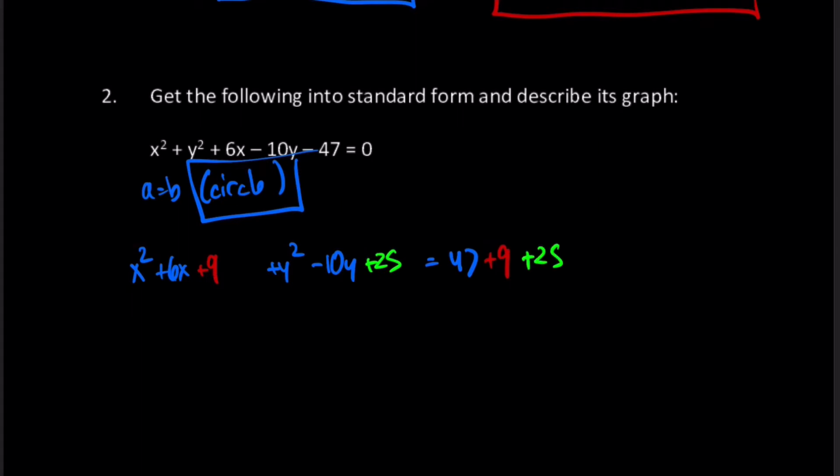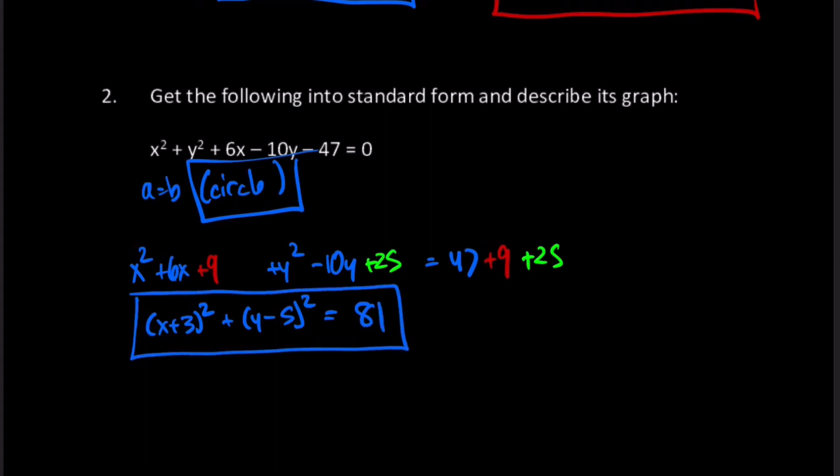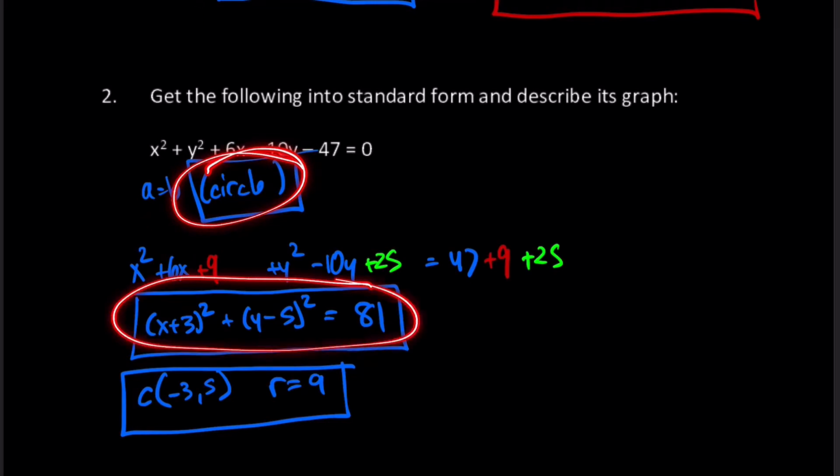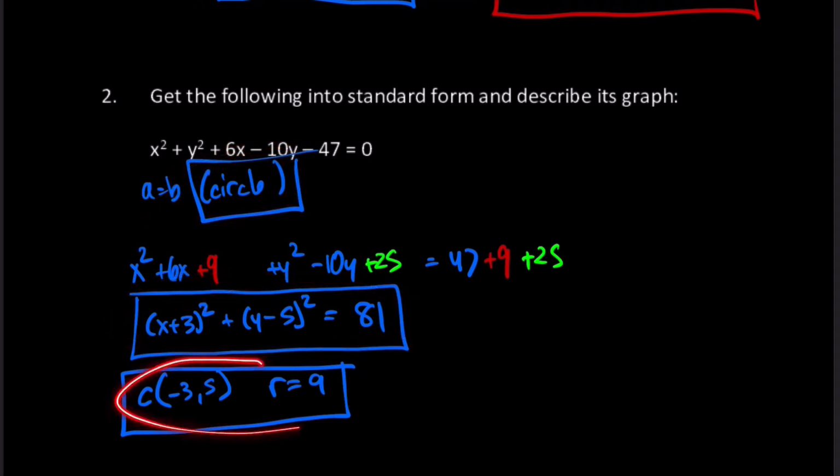So now this works out well. I've got x plus 3 squared plus y minus 5 squared equals, let's see, 47 plus 9 plus 25. That's 81. So there's the equation, center radius form. And from there, I would just describe my center is negative 3, 5, and the radius is 9. So that's a pretty good job describing its graph. It's a circle. There's the standard or center radius form equation. There's the center and the radius.